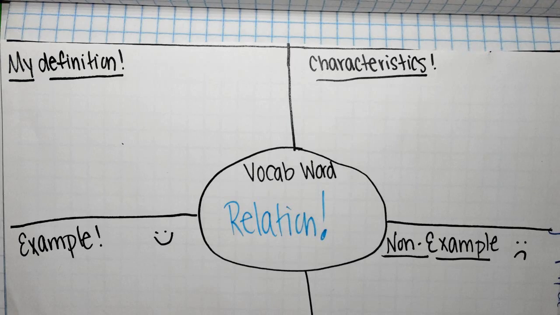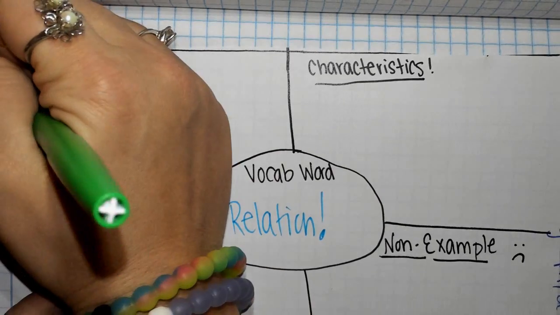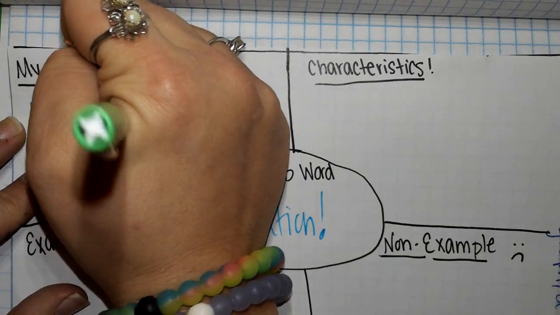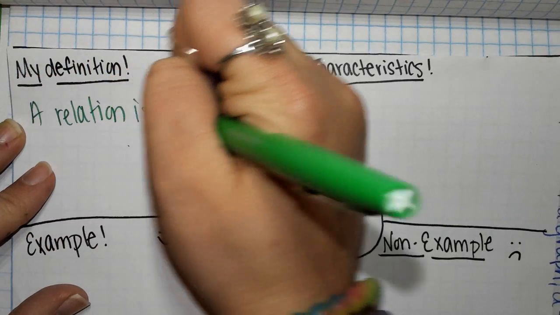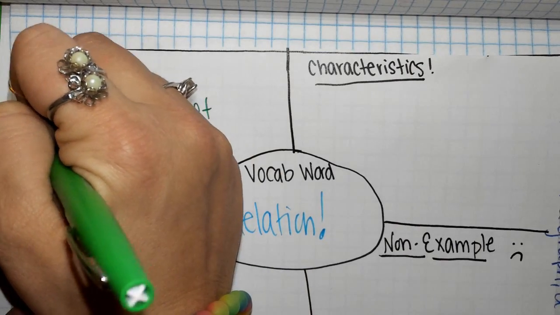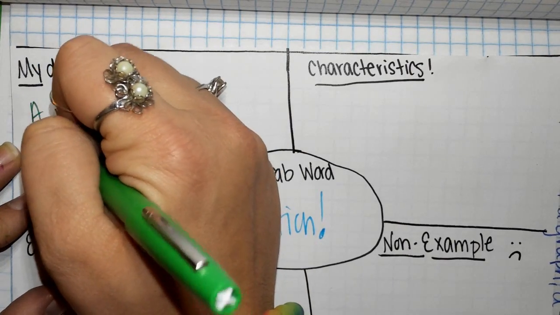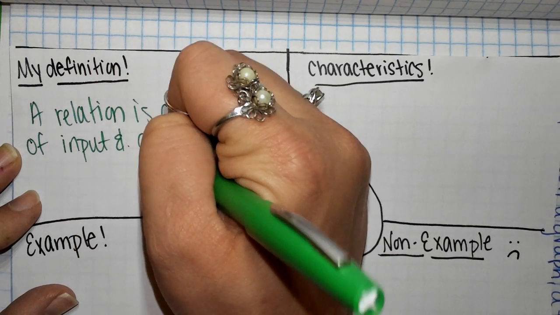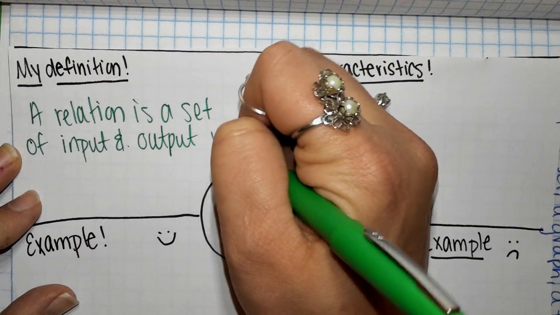All right, so the definition. It says that a relation is a set of input and output values.